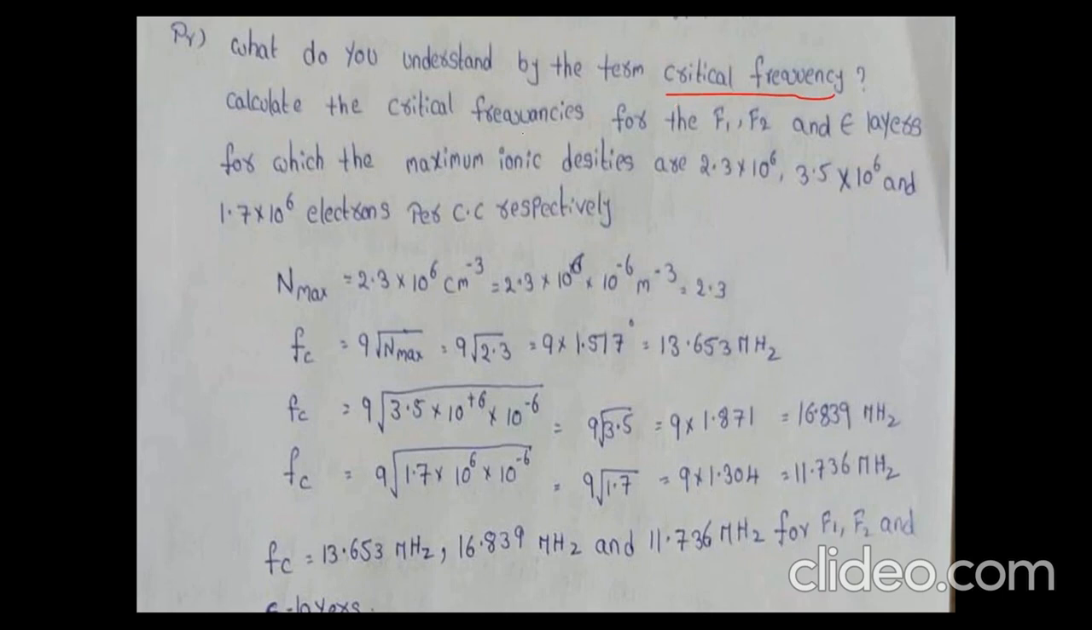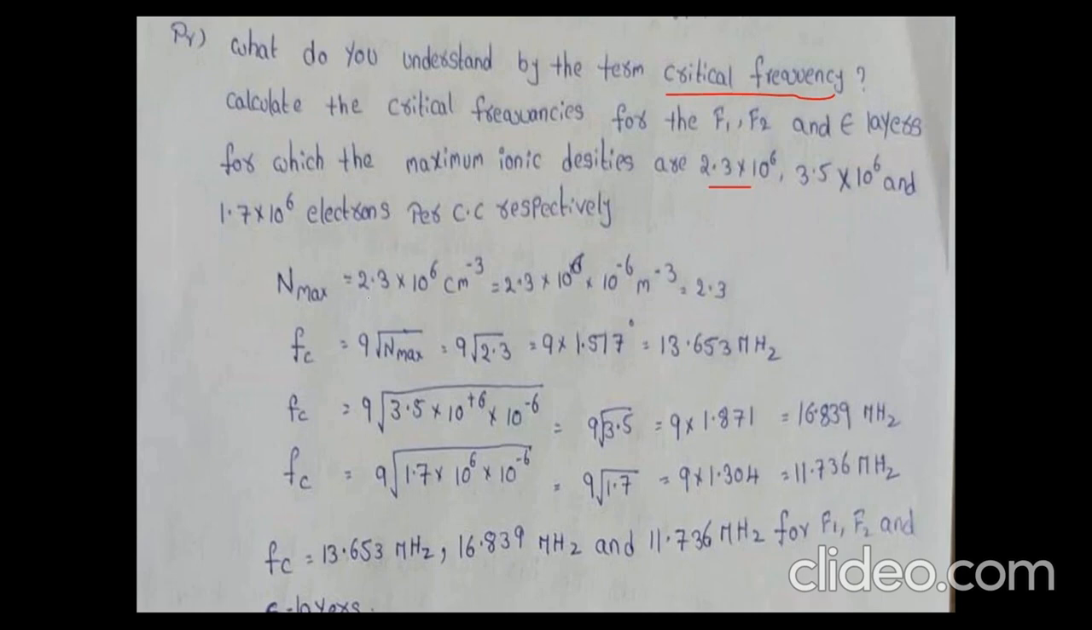Calculate the critical frequencies for the F1, F2 and E layers, for which the maximum ionic densities are 2.3 into 10 power 6 for F1, 3.5 into 10 power 6 for F2 and 1.7 into 10 power 6 for E layer, electrons per cubic centimeter respectively. So these are all 2.3, 3.5 and 1.7, the nm values. Okay, maximum ionic density nm, per cubic meter.